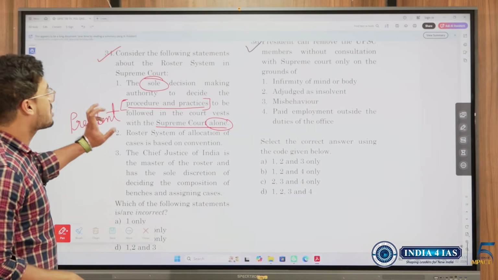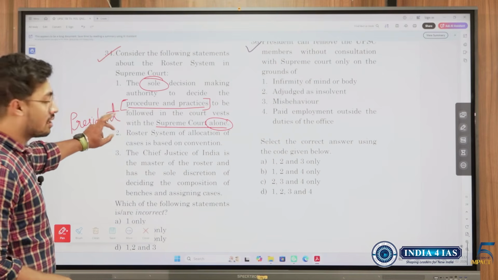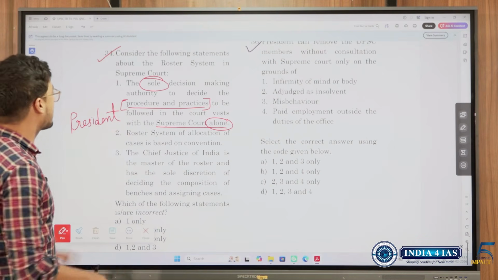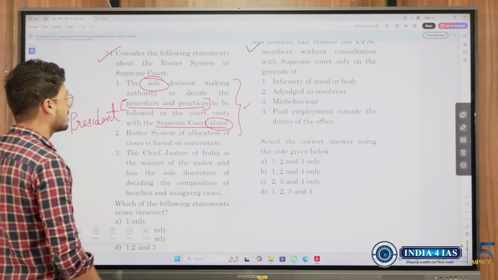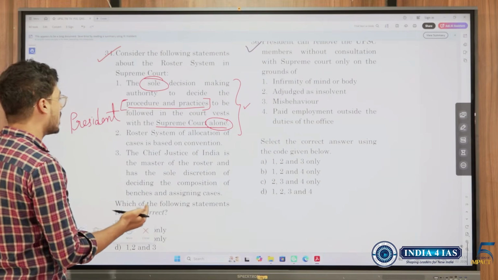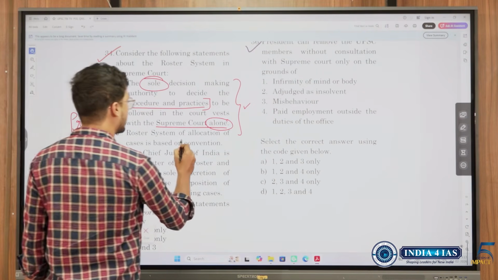So Supreme Court does not do it alone. Supreme Court does it in consultation with the president. Now this is mentioned in Lakshmikant and we need to recall these things. Roster system of allocation of cases is based on convention.